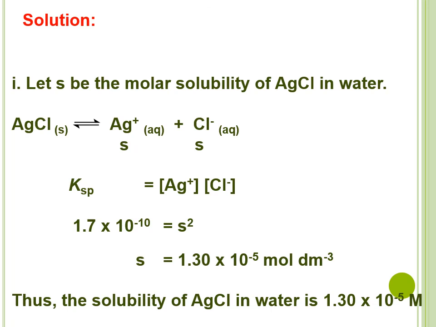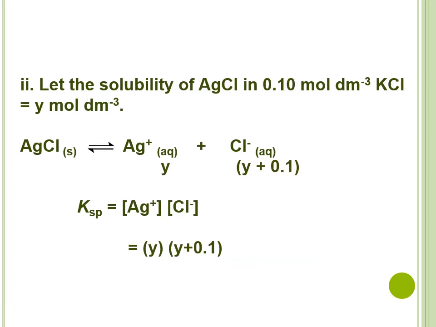KSP is equal to the concentration of Ag plus times the concentration of Cl minus. So we are given 1.7 times 10 to the power of negative 10 equals S squared. S is now 1.3 times 10 to the power of negative 5 molar. This is the solubility of silver chloride in water. Now, what is the solubility of silver chloride in 0.1 molar of potassium chloride, where chloride ion here is the common ion? Let's say we use the unknown Y.